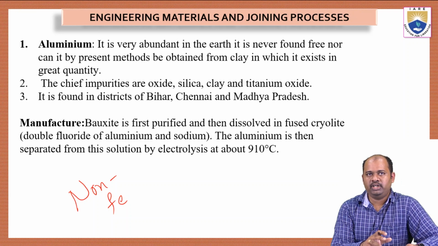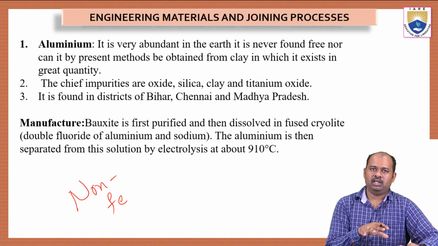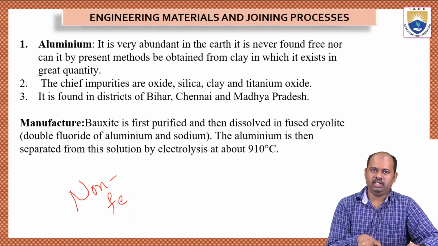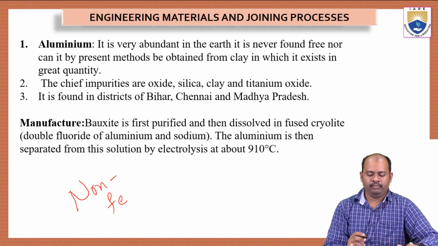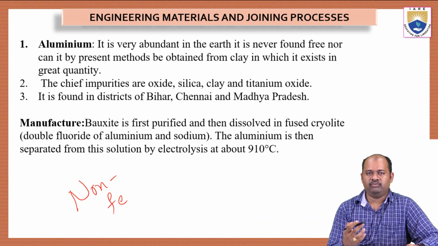In that, the first one is aluminum. It is very abundant in Earth's crust. It is never found free, but it can be obtained from clay, which exists in great quantity. So this aluminum is available very abundantly in nature, but it is not available in free form. It has to be filtered and separated from other constituents like the ore that is called bauxite. The bauxite refining process itself is very hard when compared to iron. By refining this bauxite, we will get aluminum.